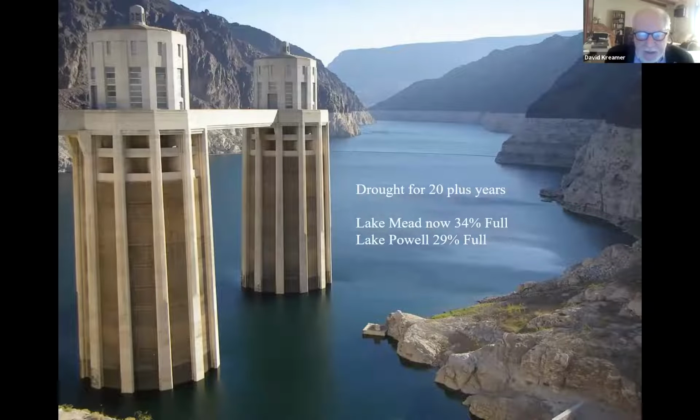So Lake Mead, this is Lake Mead, the intake area at Hoover Dam. You can see that the water has declined, what we call the bathtub ring. Lake Mead is now 34% full from its overall capacity. And Lake Powell, another major lake along the Colorado River, is 29% full.